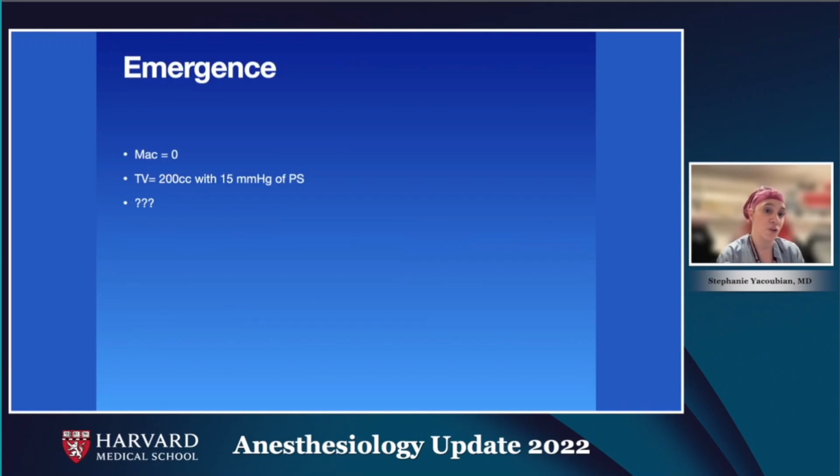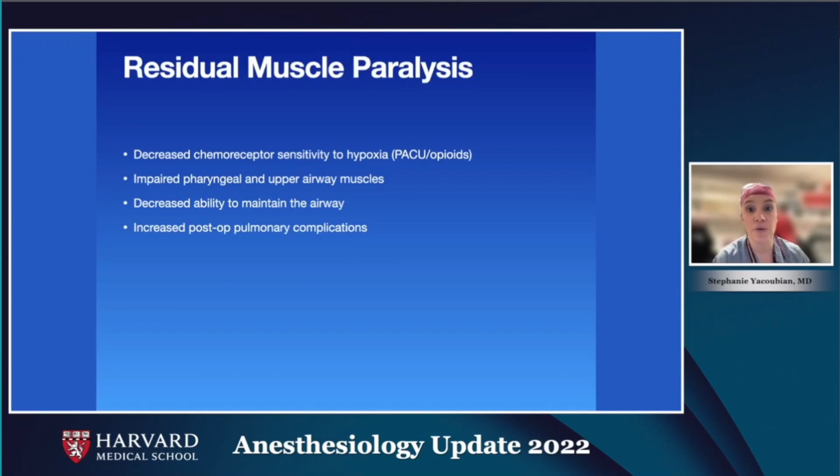You intubate the patient. There are no issues, but upon emergence, this patient's not pulling good tidal volumes. You have tidal volumes of 200 mLs with 15 millimeters of pressure support. So what are the reasons that could lead to this? On emergence, if you have decreased respiratory function, it's either because the patient has decreased respiratory function to begin with, or because you had the patient go through a major pulmonary resection and now their minute ventilation is not adequate, or it could be as simple as residual muscle paralysis.